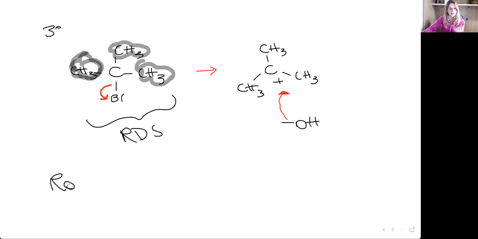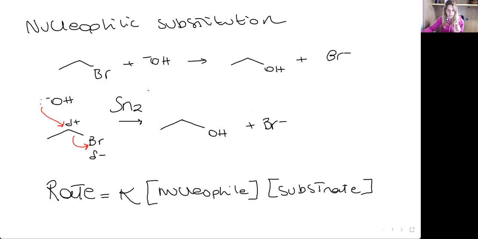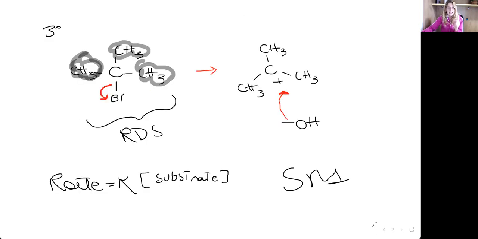So the rate equation now doesn't involve the nucleophile, because the nucleophile is in the second step, but just the substrate. Notice there is one species in the rate equation, and that's why it's called SN1. So the difference between SN2 and SN1 is that SN2 occurs in one step only. Both nucleophile and the substrate react at the same time. SN1 occurs in two different steps.